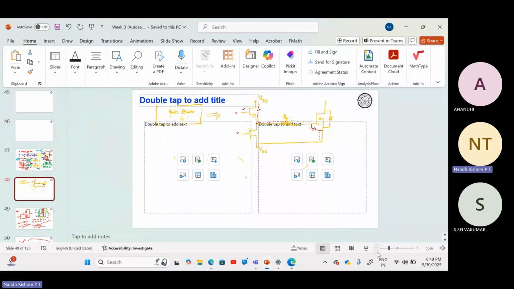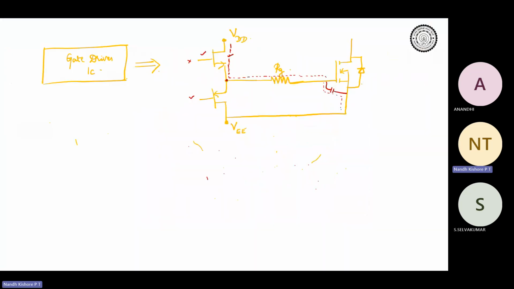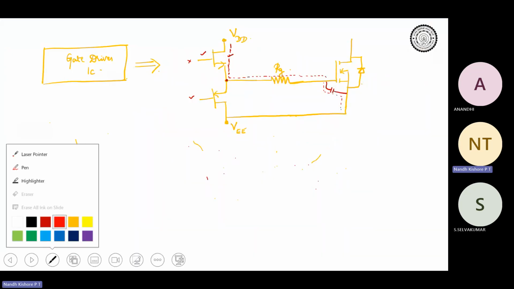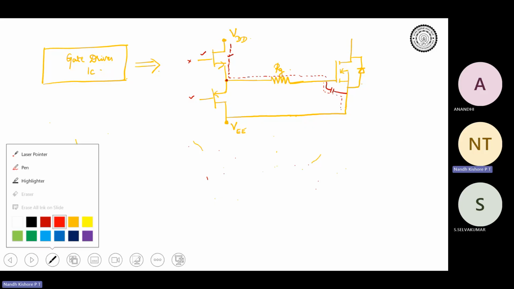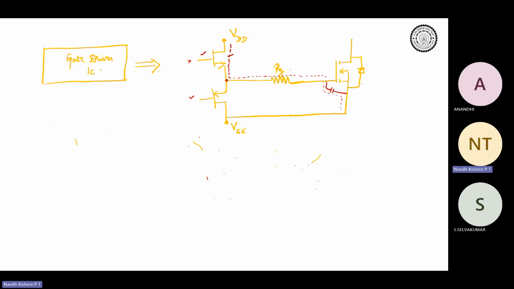I'll just continue. So we were talking about the structure of the gate driver, right? So we just told that you have kind of a CMOS arrangement. So you can understand this is an N channel MOSFET, and this is a P channel MOSFET or PMOS.